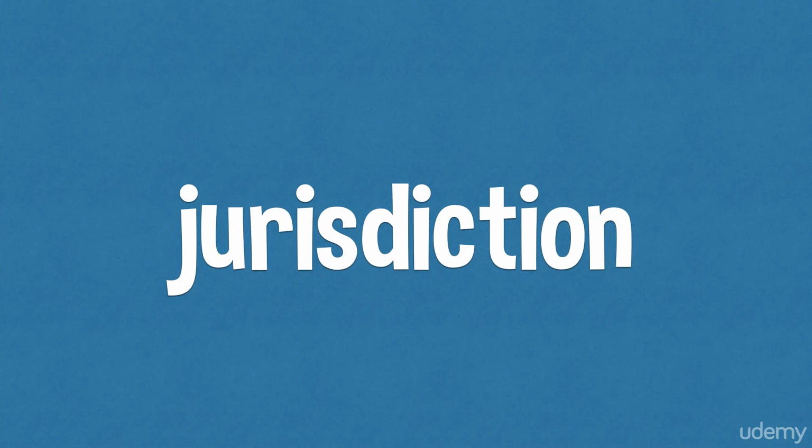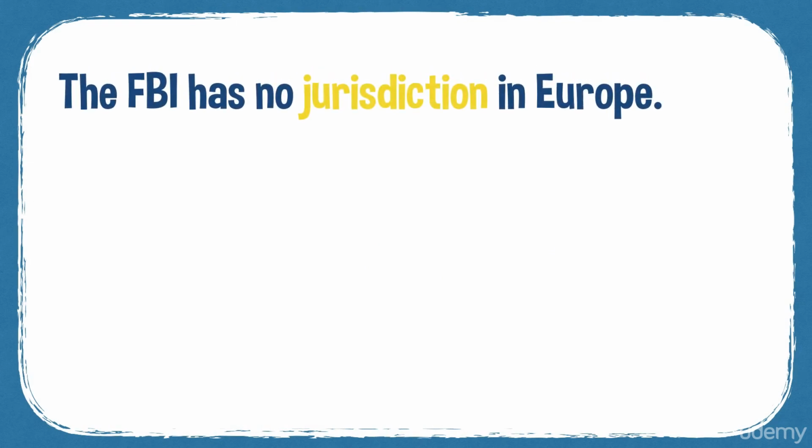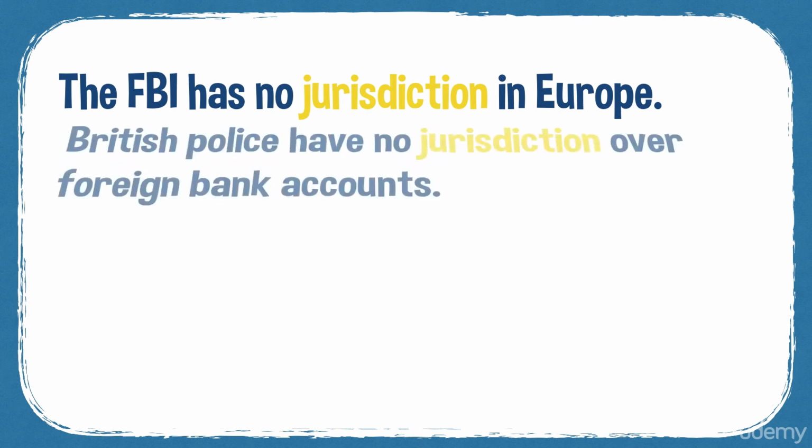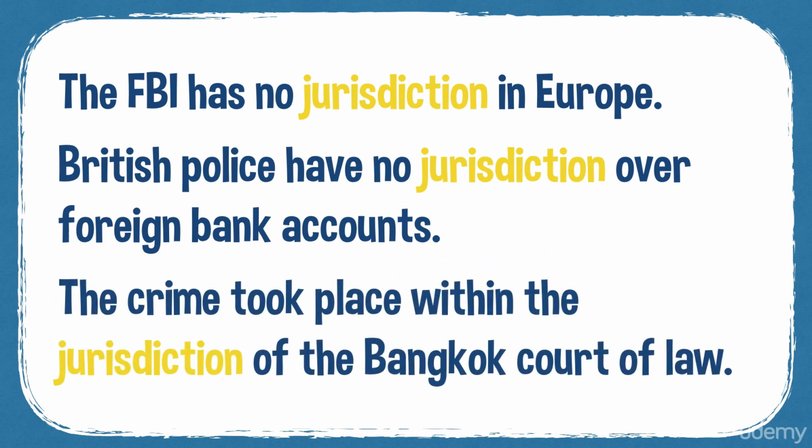Jurisdiction. Jurisdiction is your next word. A jurisdiction is the power that a court of law or a judge has to enforce laws. Often it's a jurisdiction over an area. So the FBI has no jurisdiction in Europe. British police have no jurisdiction over foreign bank accounts. And the crime took place within the jurisdiction of the Bangkok Court of Law.